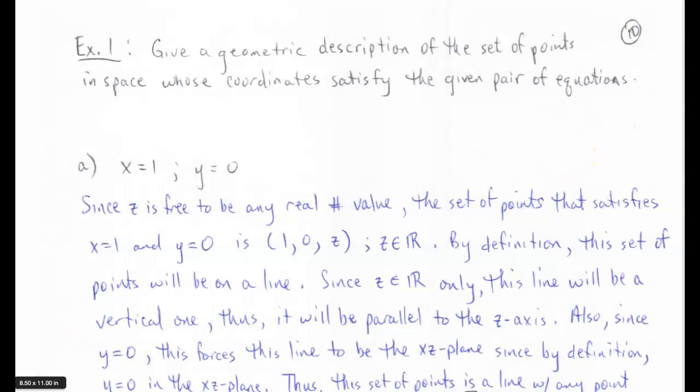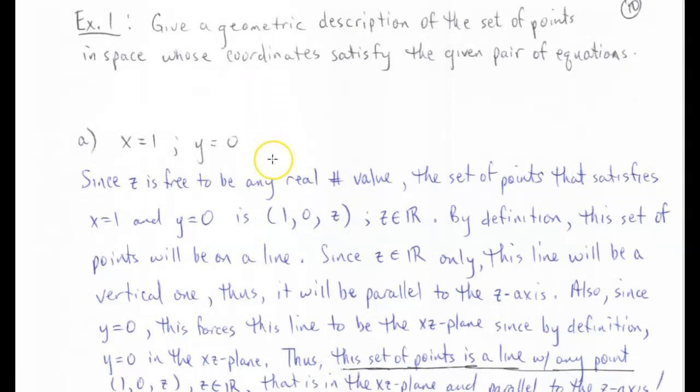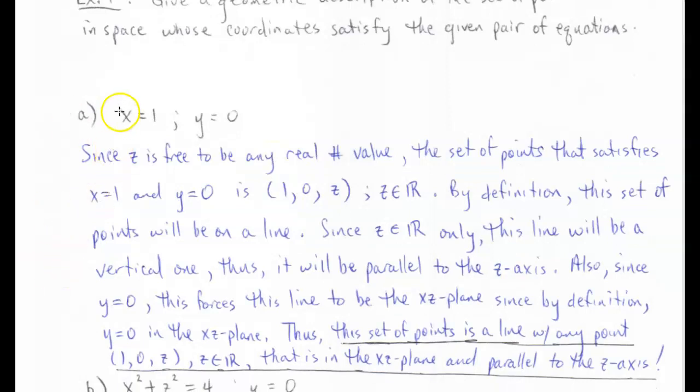As much as I can, I'm also going to do some visual demonstrations of what these answers are, just so that you can connect the words with what it would actually look like. And so this first example here says we want to give a geometric description of the set of points in space whose coordinates satisfy the given pair of equations. And so for this first example here, we see that we have the pair of equations x equals 1 and y equals 0. Now, please understand here that we are talking about 3D space.